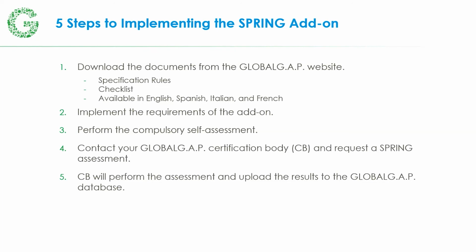Before receiving the external assessment, you must perform a self-assessment. The self-assessment is mandatory or compulsory for Spring. Yes, this is important that you know it. Then you contact the certification body to assess the producer, and after the assessment, you are going to have a result. If you are approved, you are going to receive the letter of conformance and the assessment report. If you are not approved, you are going to receive only the report.